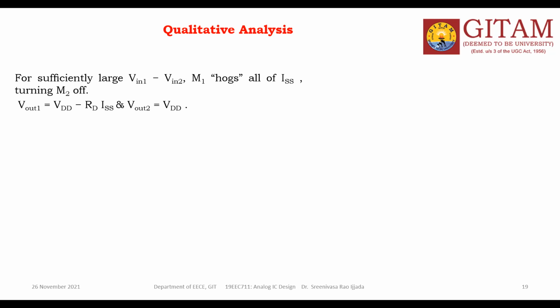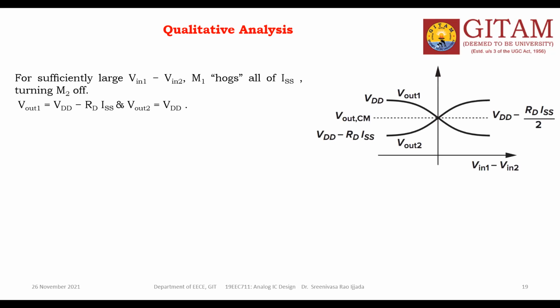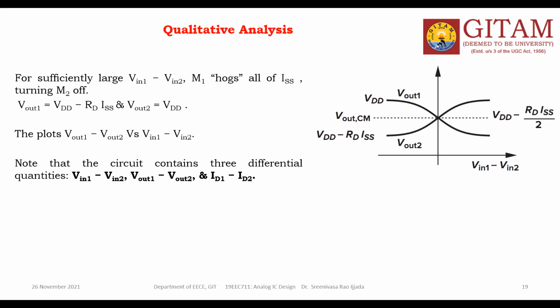Yeah, same thing I wrote here. So this is the same picture again. So the plot is what? The difference input voltage versus the difference in output voltage. This is the picture. Note that the circuit contains three differential quantities: input difference, output difference, and output current difference. So Vin1 minus Vin2, Vout1 minus Vout2, and the current difference. So there are three differential quantities.